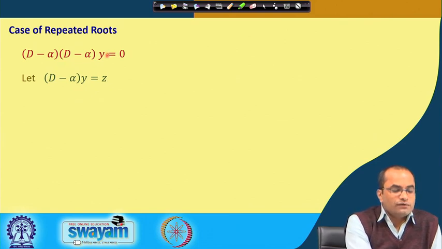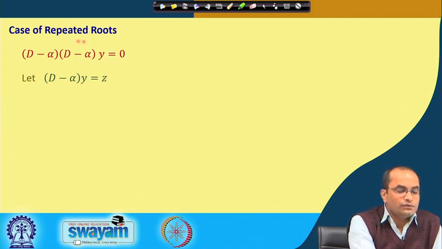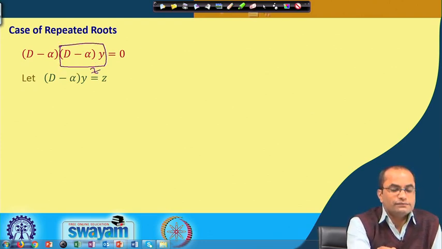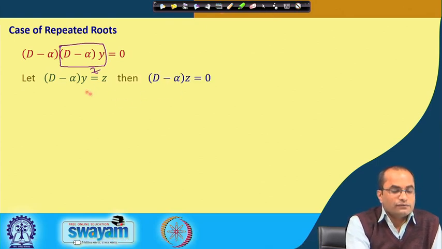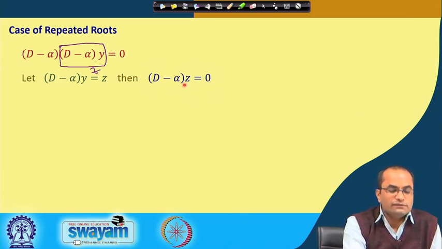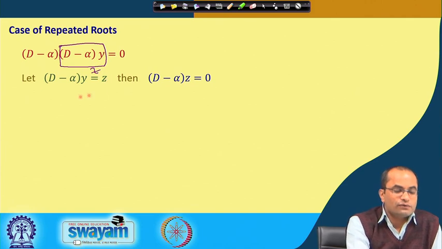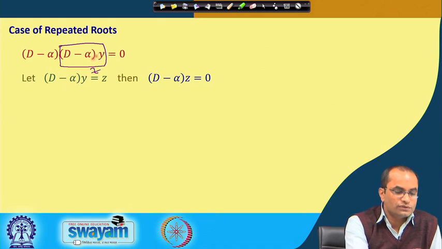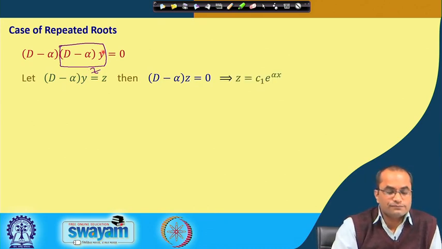We will treat d minus alpha y as z. By taking this as z, the given equation can be written as the d minus alpha operator on z is equal to 0, and this we can solve first for z. Once we have z, then we can solve for y. In that way we will get the solution y of the given differential equation.